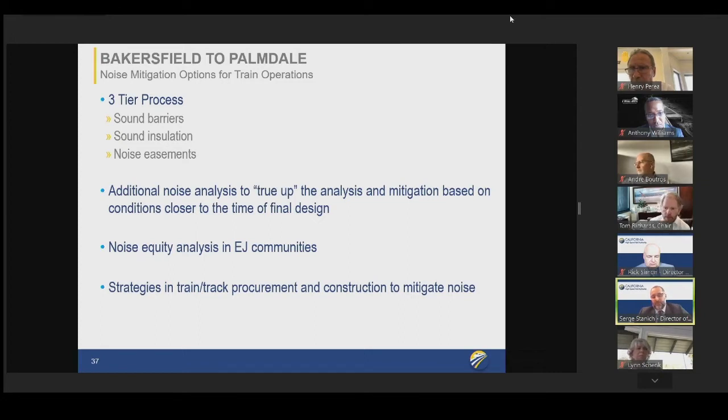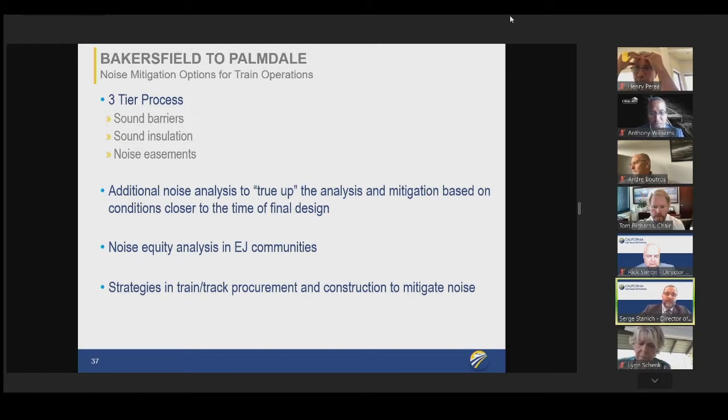And then also we're considering, as part of our procurement, to ensure that we have trains that meet the best standards for noise while still meeting some of our other operational requirements for travel time.